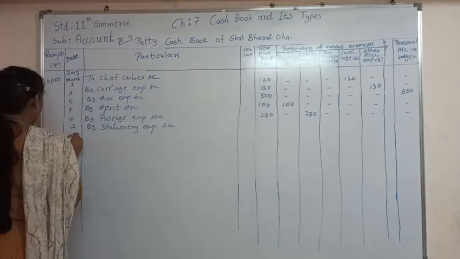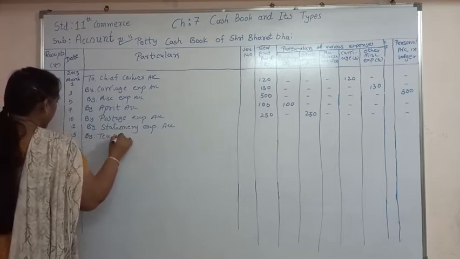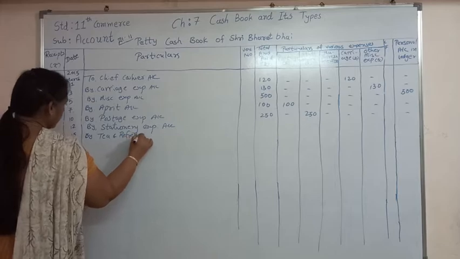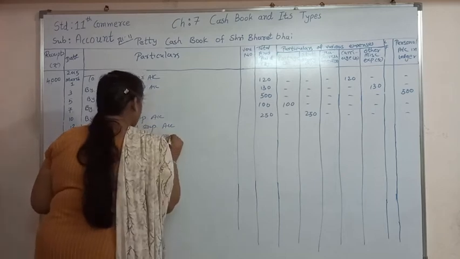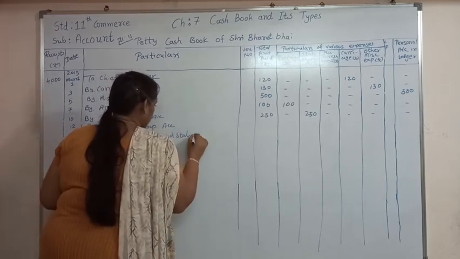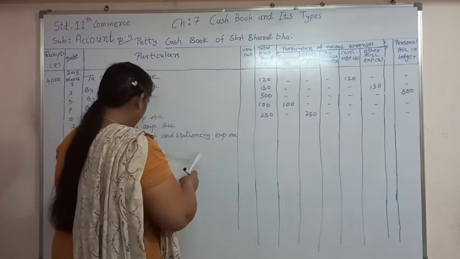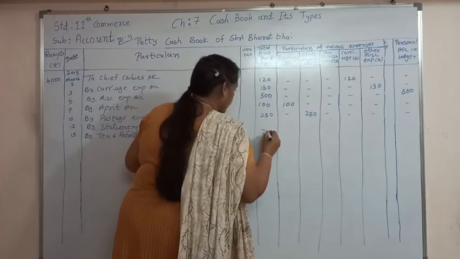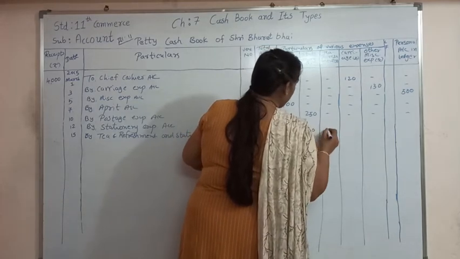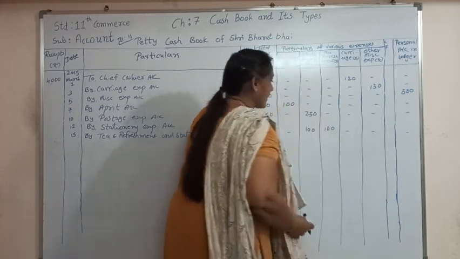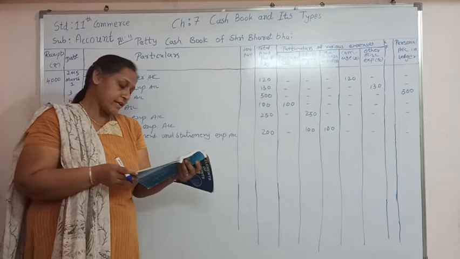Again, on 15th, rupees 100 paid for tea refreshment and 100 for stationery expense. So on 15th there will be two expenses, by tea and refreshment expense and stationery expense. Total will be 200, and from that 200, 100 is a stationery expense and 100 will be tea and refreshment expense.